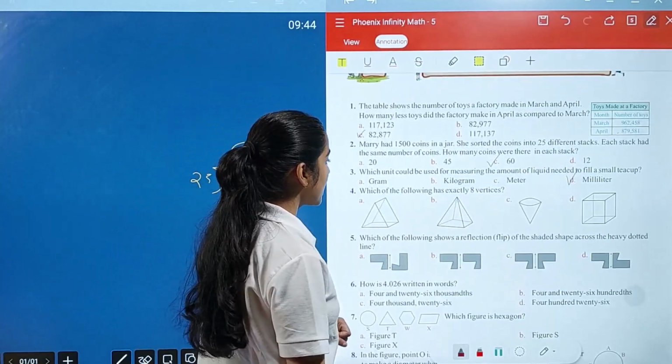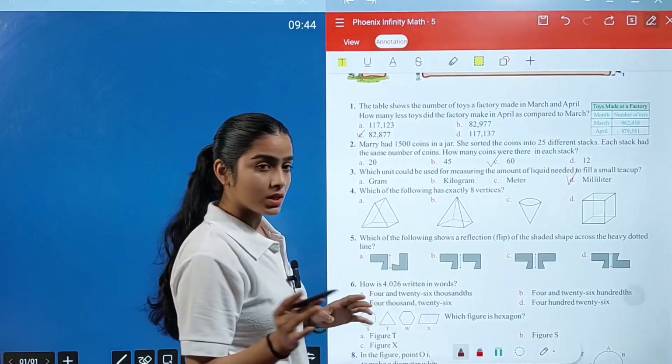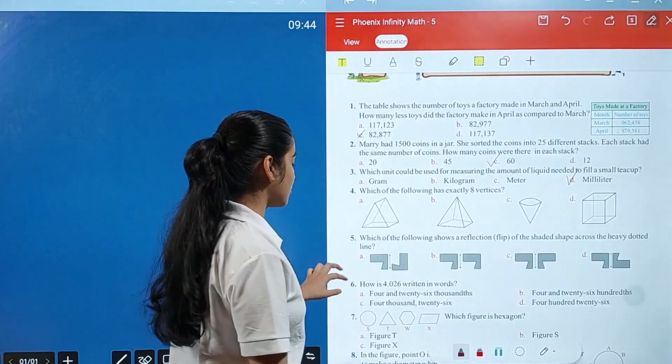Which of the following has exactly 8 vertices? So this is a very easy question. You have to find it and write your answer.